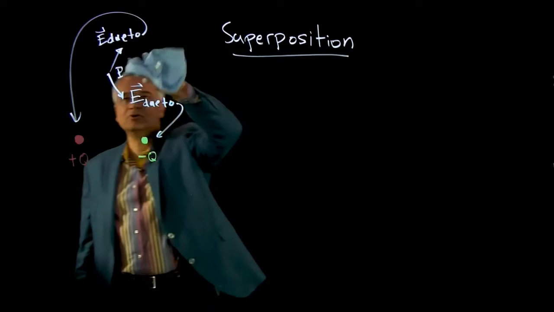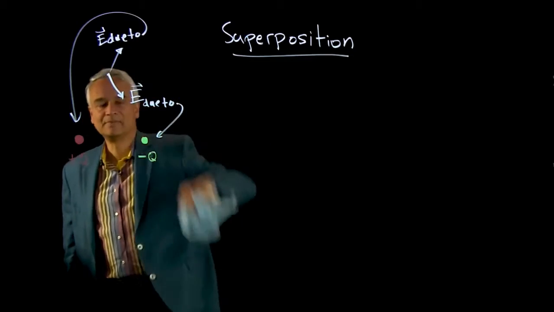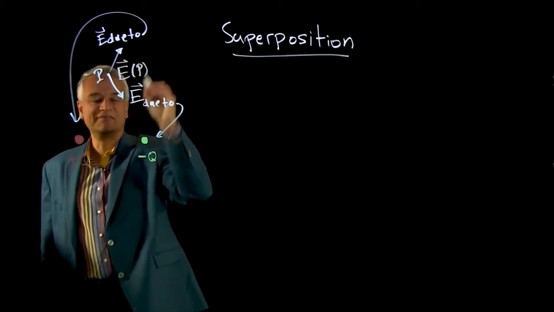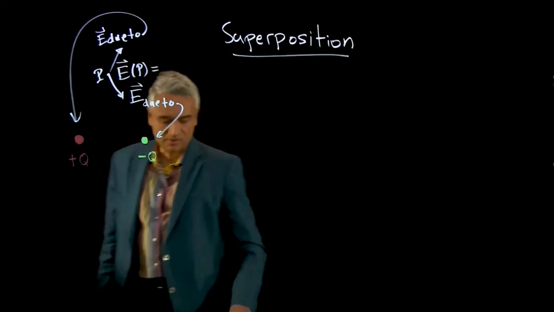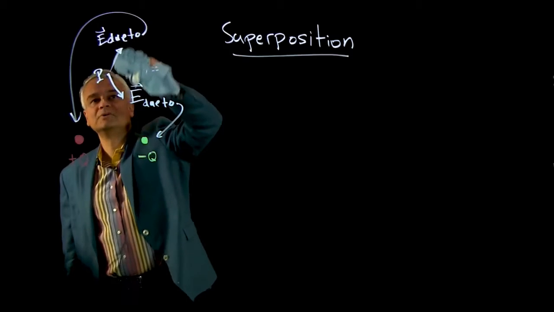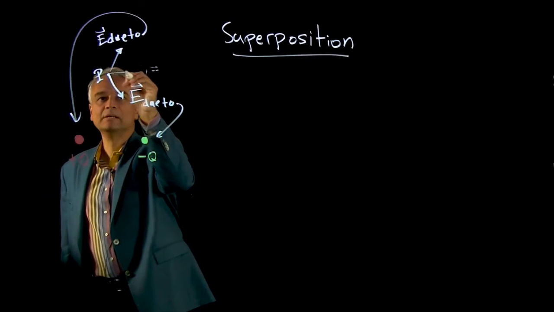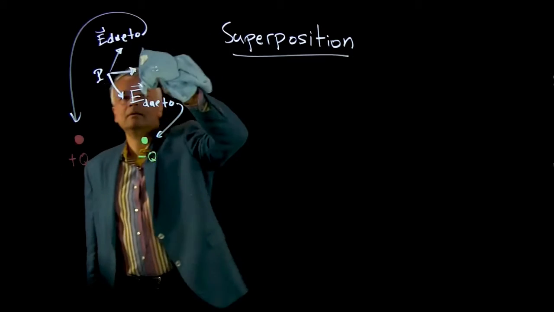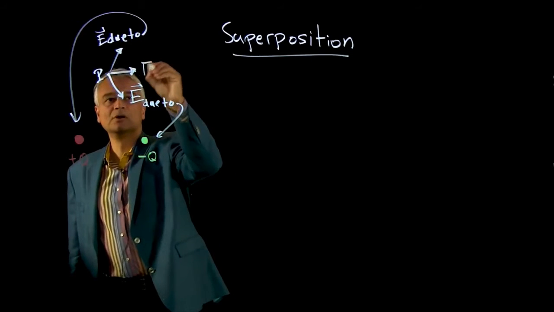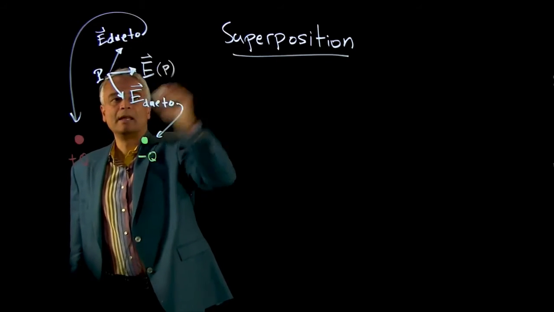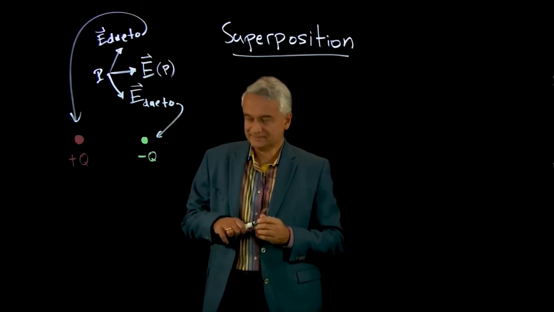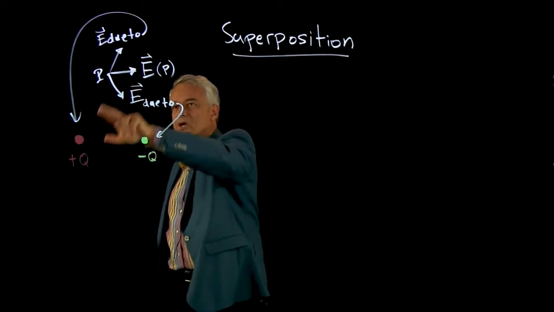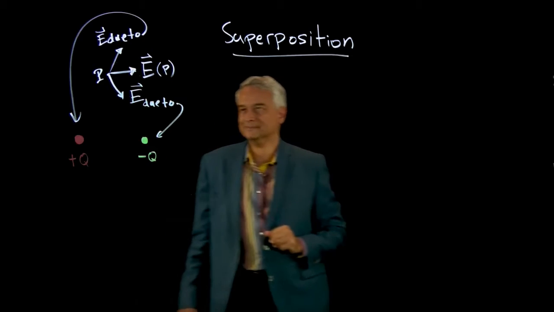And the actual true electric field at the point P is the vector sum of these two. I'm sorry, I just wrote this where I should have drawn the vector. The electric field at the point P is a vector like this. It's the vector sum of the two contributions to the electric field. And that's the superposition principle for electric fields. What's the electric field at the point P? Well, it's the vector sum of the electric field at the point P due to this charge and the electric field at the point P due to this charge.